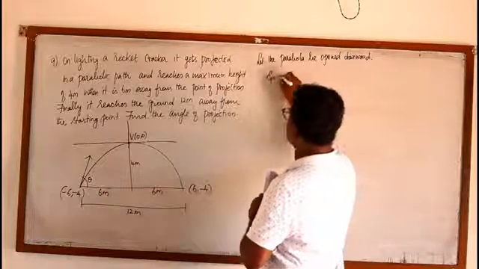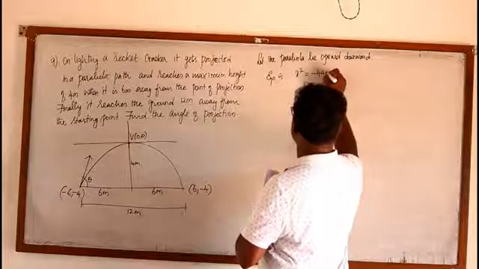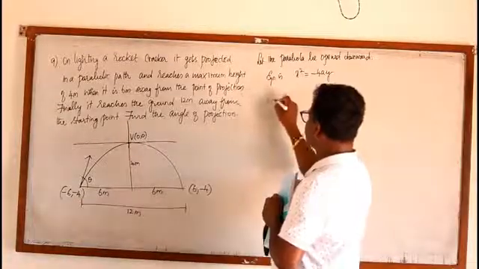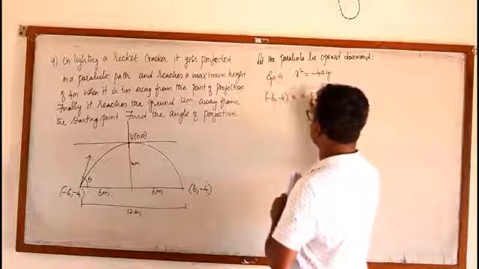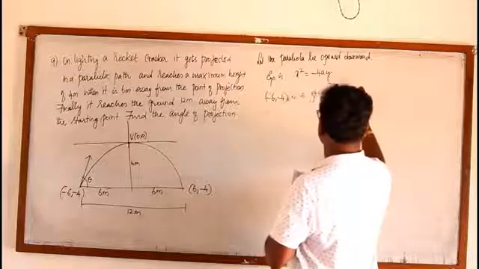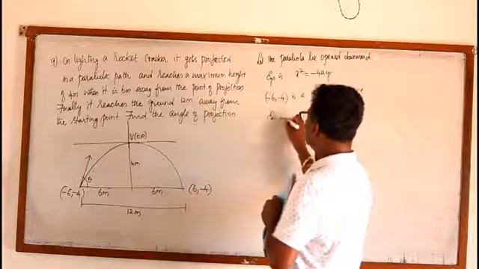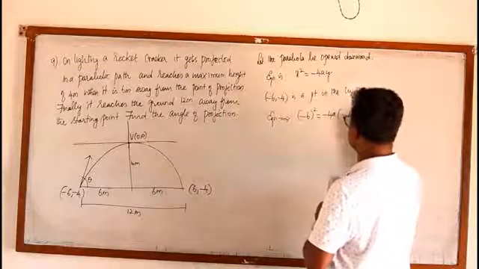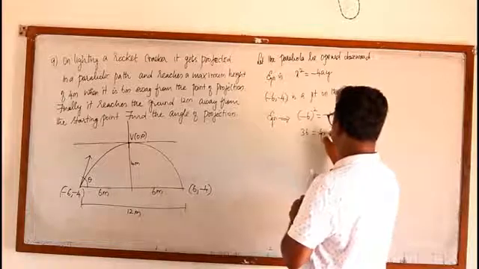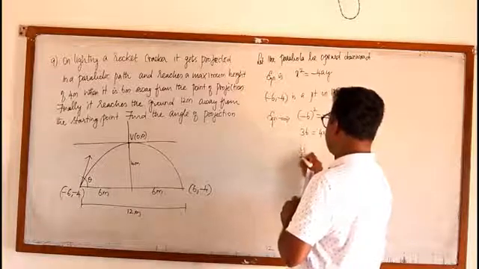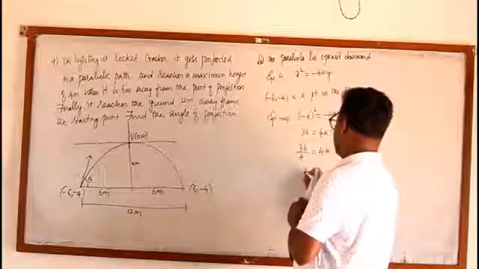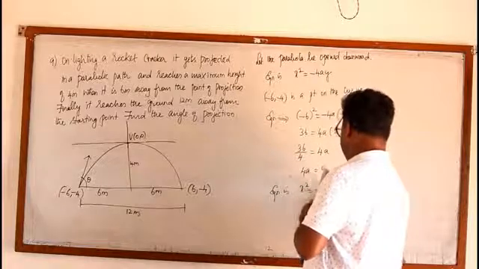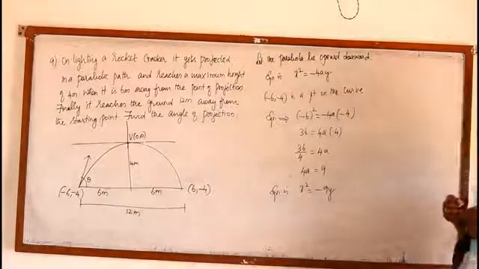Then the equation is again x square equal to minus 4ay. Now can I take this point (-6, -4)? (-6, -4) is a point on the curve. So then the equation becomes, instead of x, minus 6 the whole square equal to minus 4a into minus 4. It is 36 equal to 4a into 4. So 36 by 4 equal to 4a. Therefore 4a can be written as 9. Therefore the equation is x square equal to minus 9y. So this is the equation of the parabola.